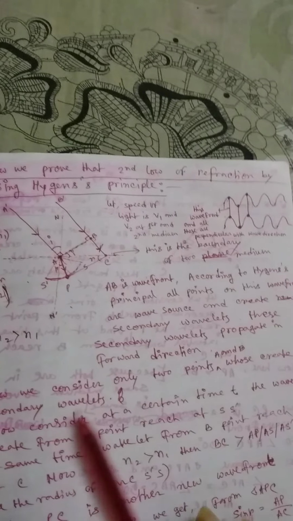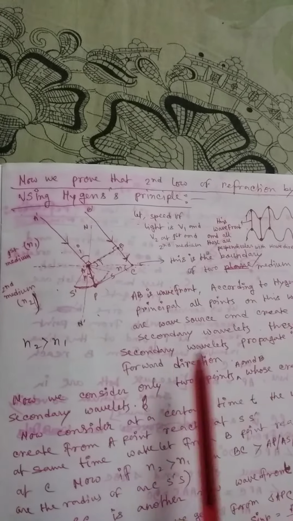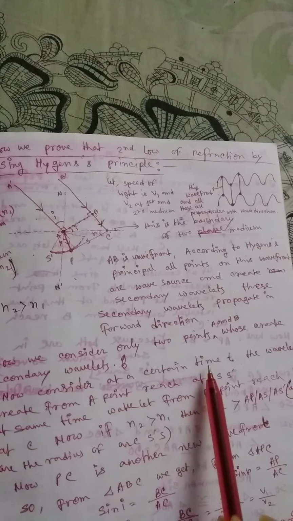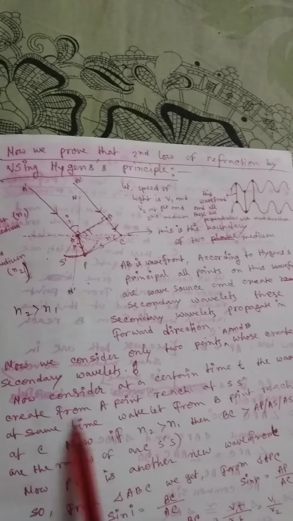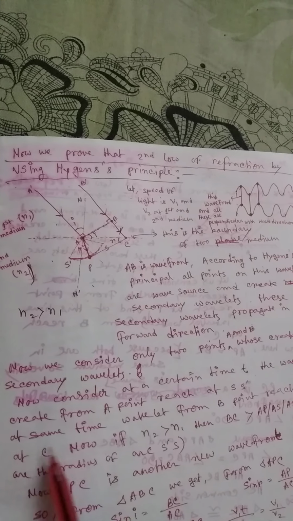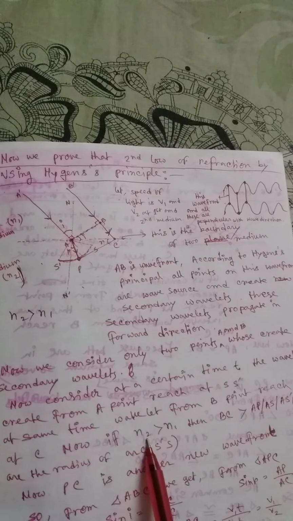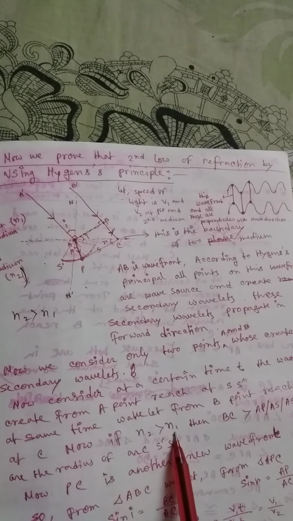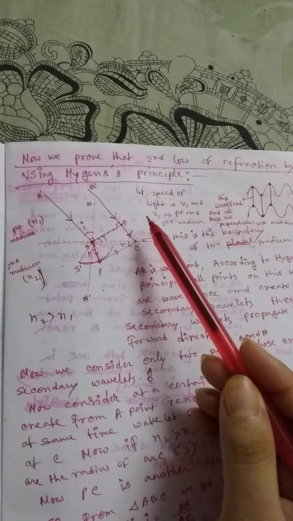Now we consider only 2 points A and B which create secondary wavelets. Consider at a certain time t, the wavelet created from point A reaches at S dashed, and at the same time the wavelet created from point B reaches at C. Now if n2 is greater than n1, that means this is the denser medium compared to this medium, that means this is a rarer and this is a denser medium.